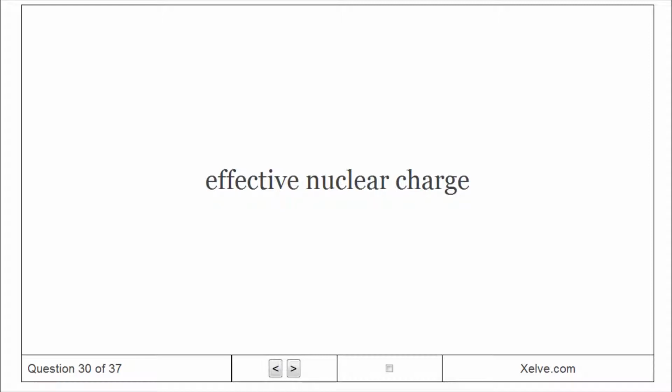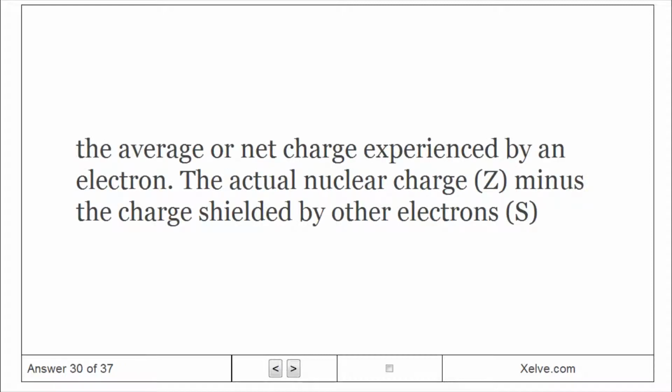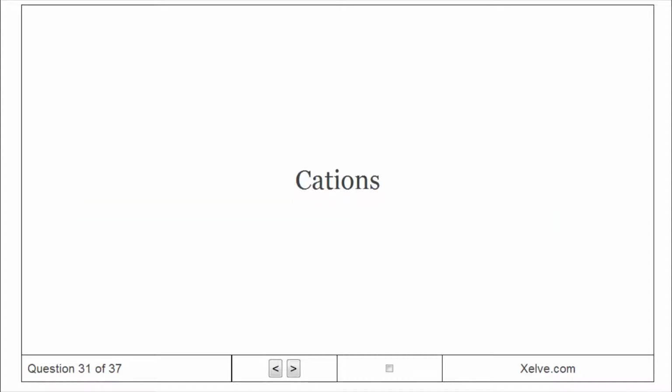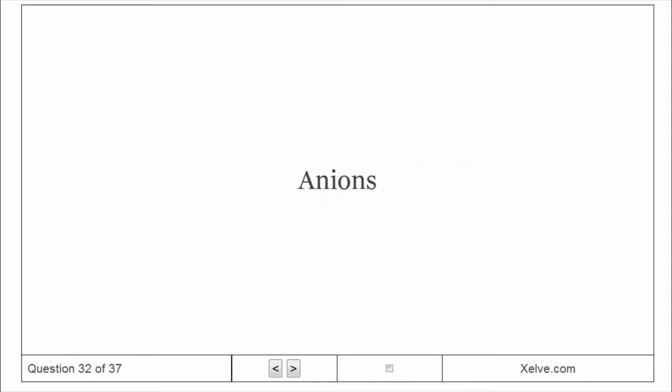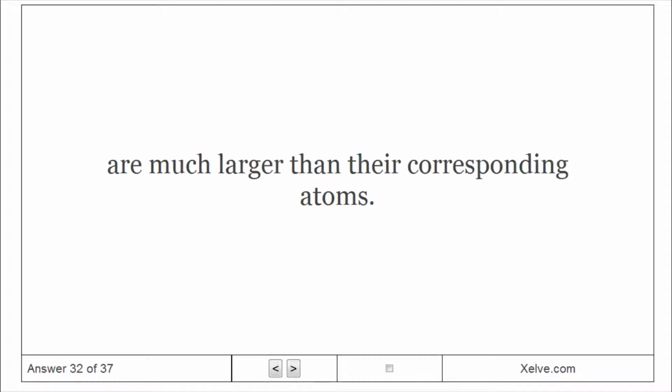Effective nuclear charge. The average or net charge experienced by an electron, the actual nuclear charge minus the charge shielded by other electrons. Cations are much smaller than their corresponding atoms. Anions are much larger than their corresponding atoms.